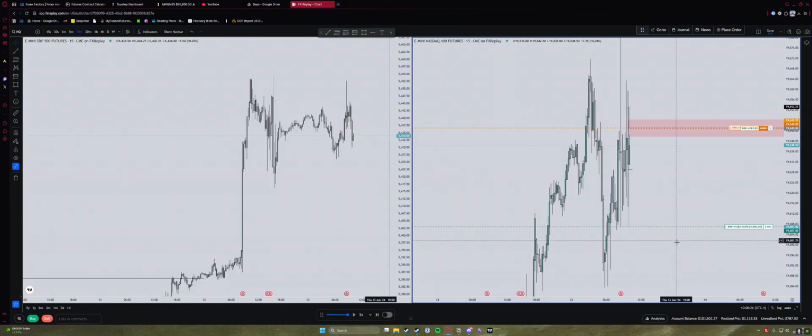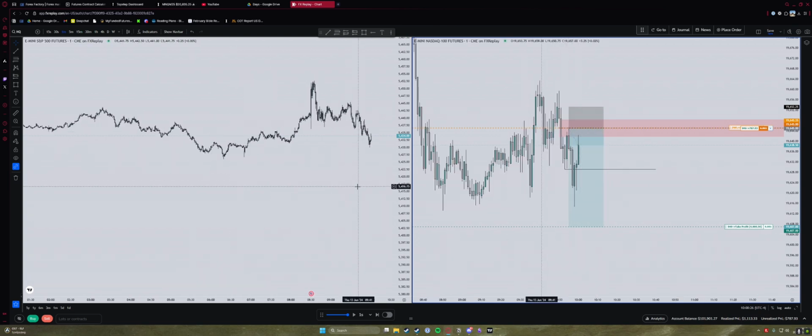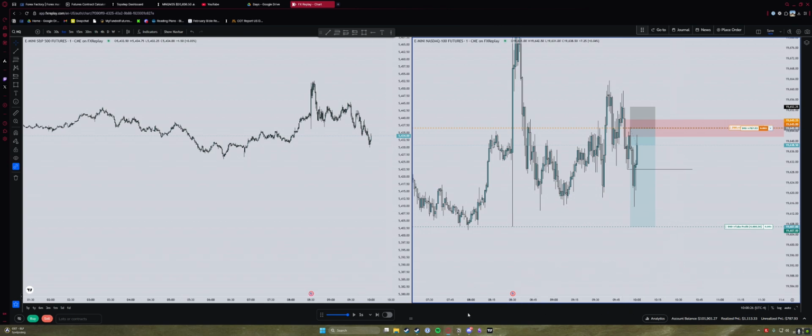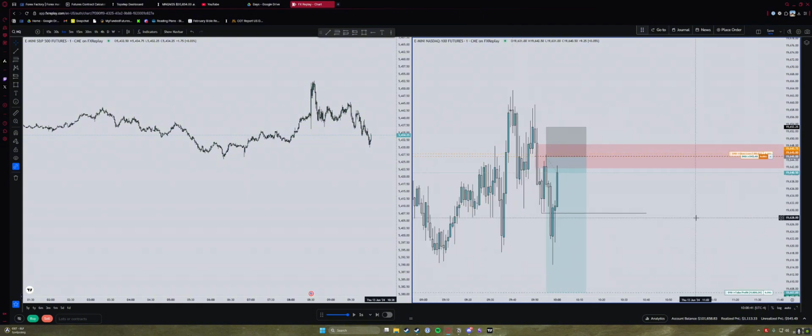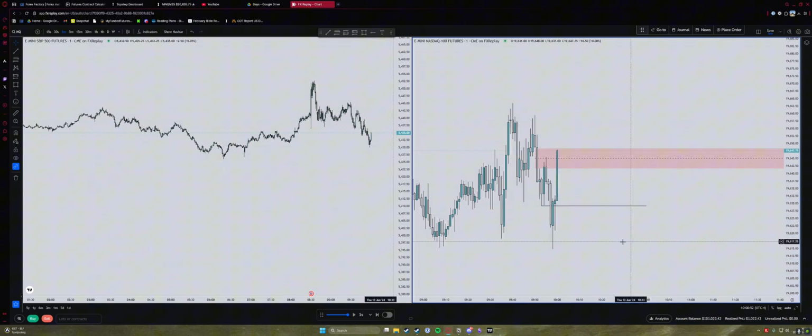Did we get an SMT? Yeah, we got an SMT. I didn't really look for that. We had an SMT before. Yeah, let's see what happens. I could get stopped out here. I want to put my stop loss just above that high there. Yeah, break even. Really good trade for me.